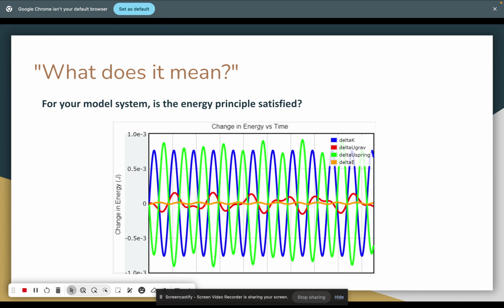For the first what does it mean question, is the energy principle satisfied? Yes, it is, because delta E remains about 0, and you can see here that delta E is the sum of delta K, delta U from gravity and delta U from the spring.